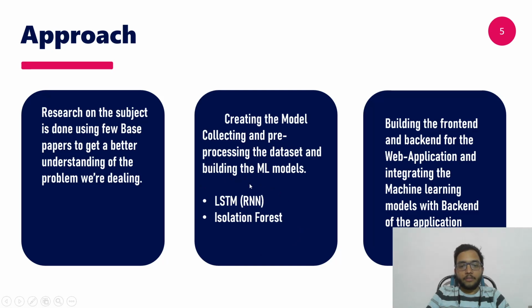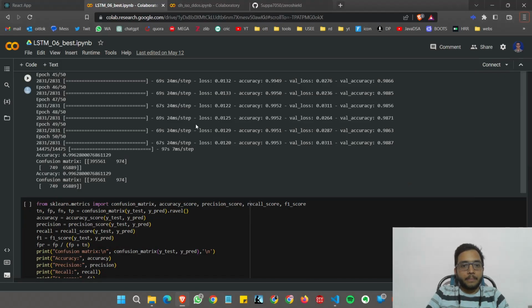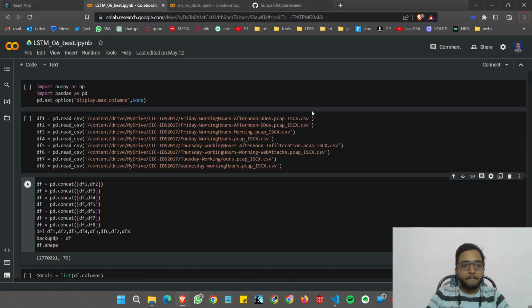Why two layers? We'll come back to it. So this is the training of the first layer. We took the CIC-IDS 2017 dataset, pre-processed it using pandas, and we have performed feature extraction, and we have trained the model using TensorFlow. So you can see the model training here.